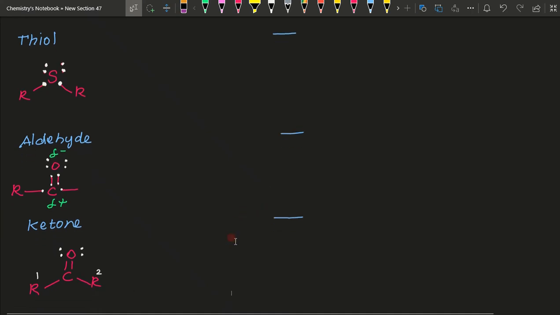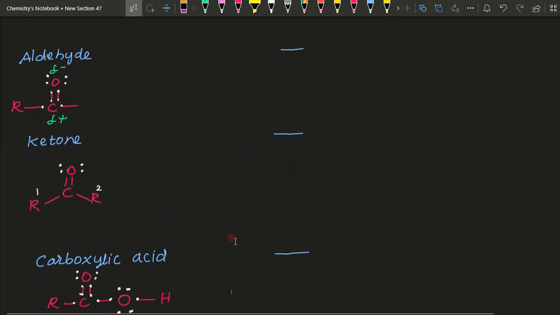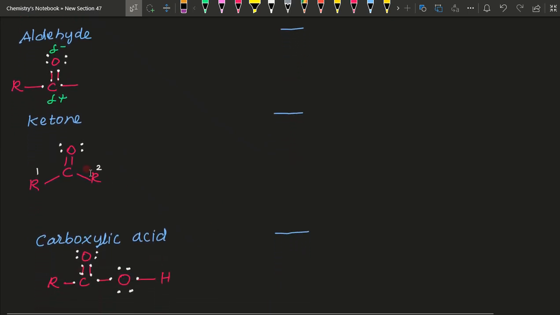Ketone. Next, this is the C double bond O. This is a carbonyl portion. See, both are the rest of the molecule. There is also no substituent name. Next, carboxylic acid.